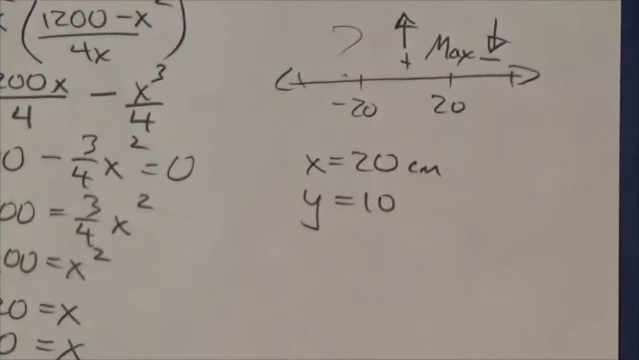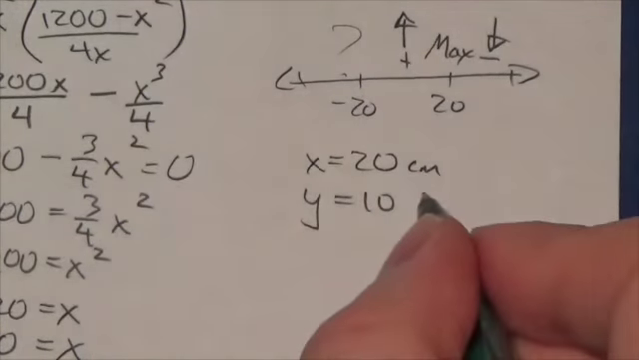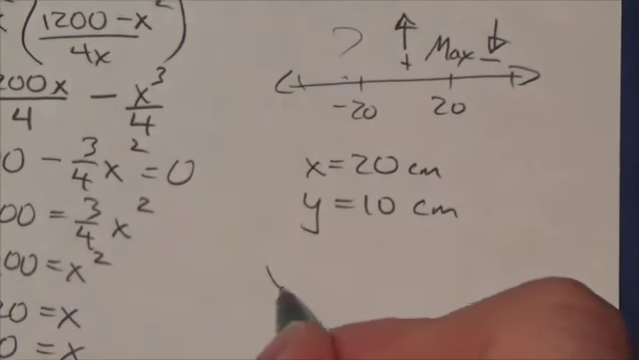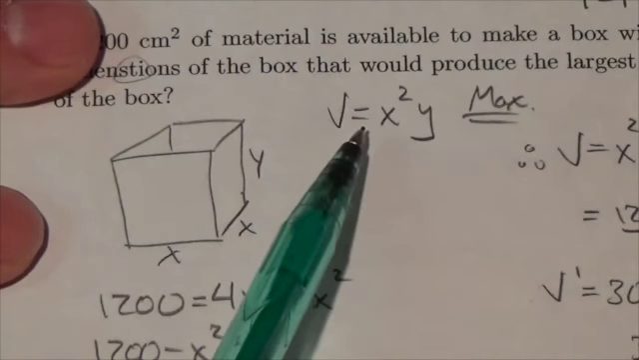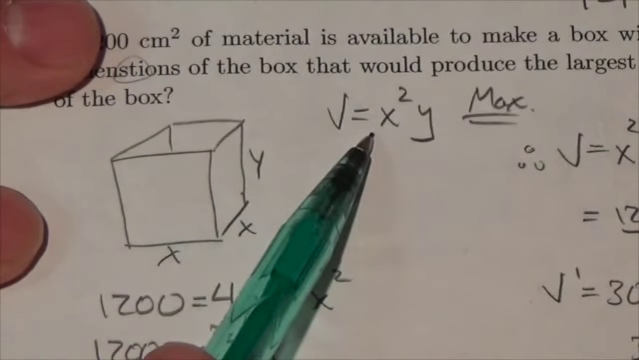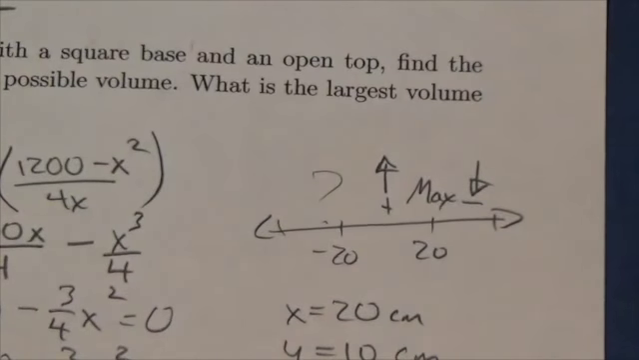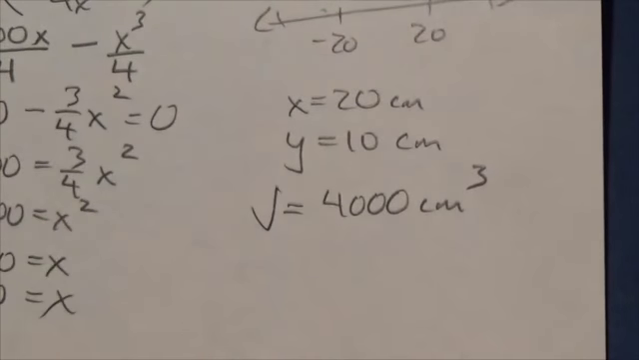And it asks, what is the largest volume of the box? Well, this is 10 centimeters. The volume is going to be x squared y. So that's going to be 20 squared, 400, times 10. So the answer is 4,000 centimeters cubed.